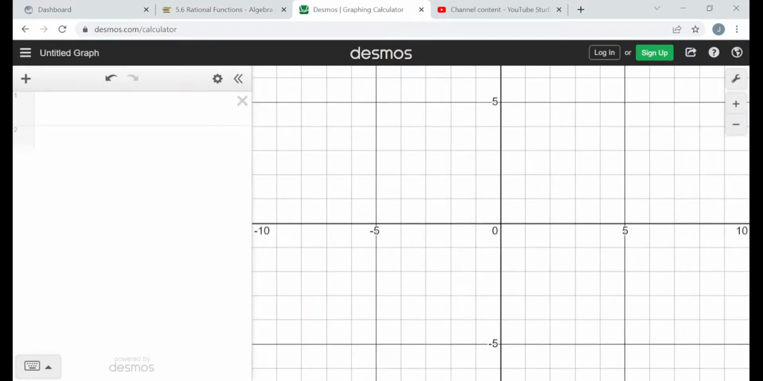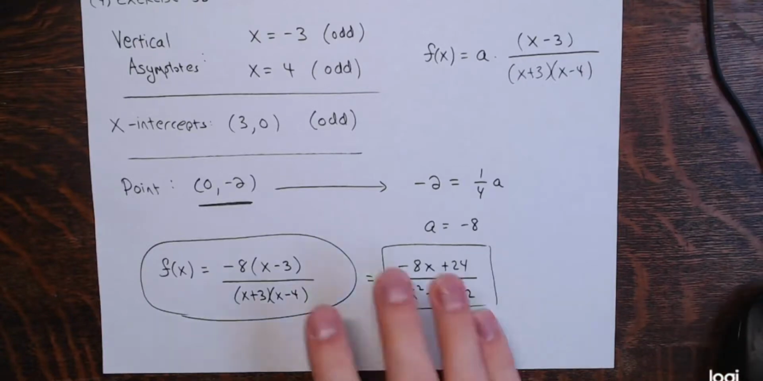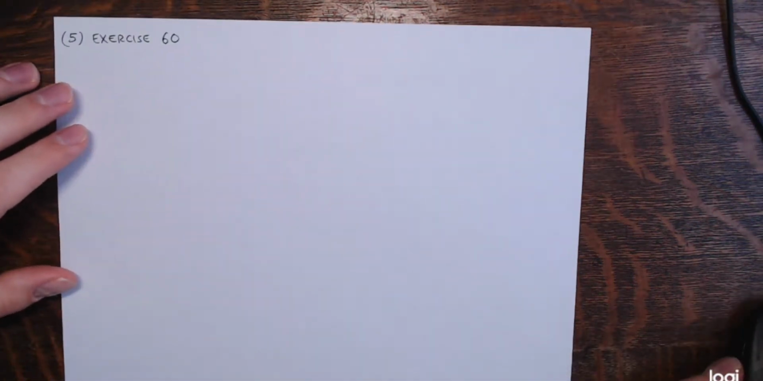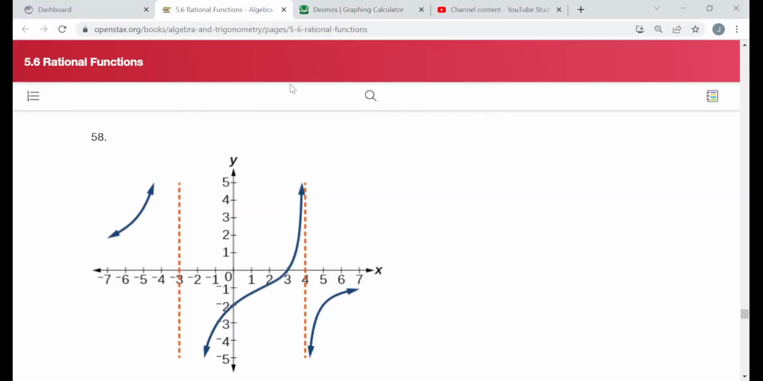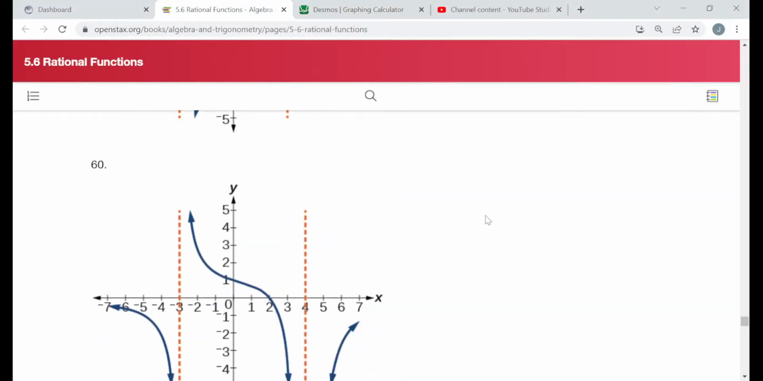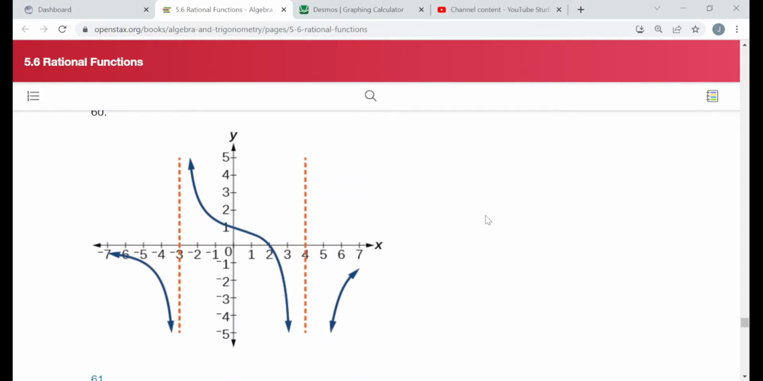Great. All right, so moving on. I'm going to do a few more of these with the graphs. We have exercise 60, the next even numbered one from the text. There's 58 and 60, pretty similar.